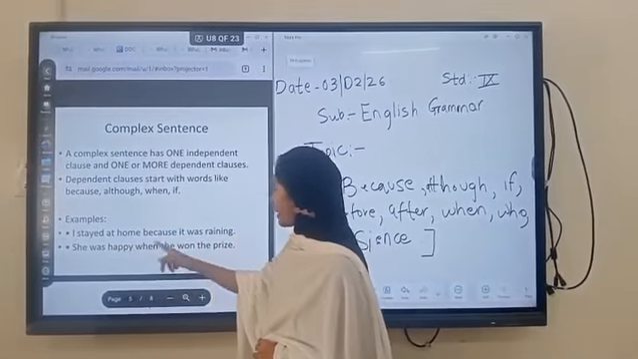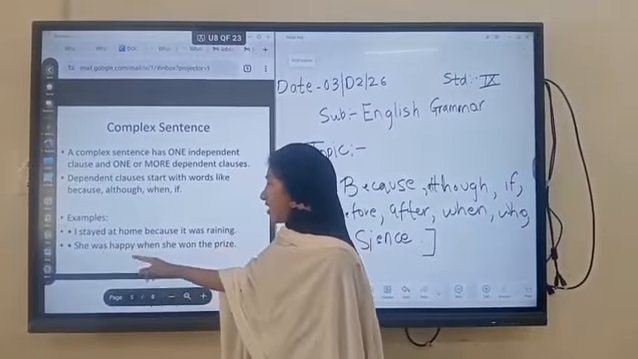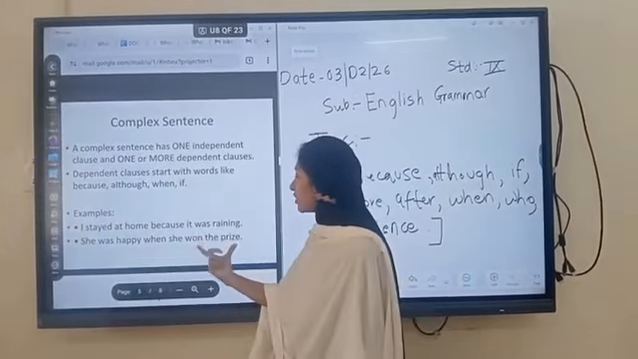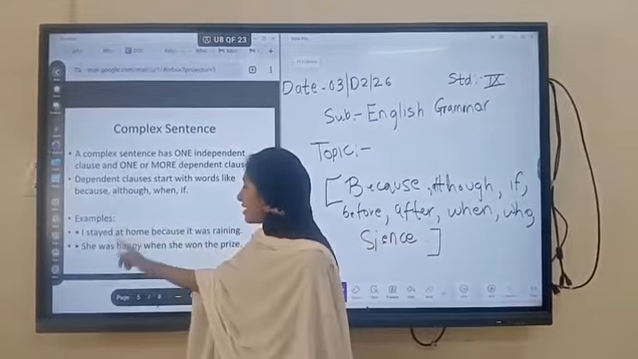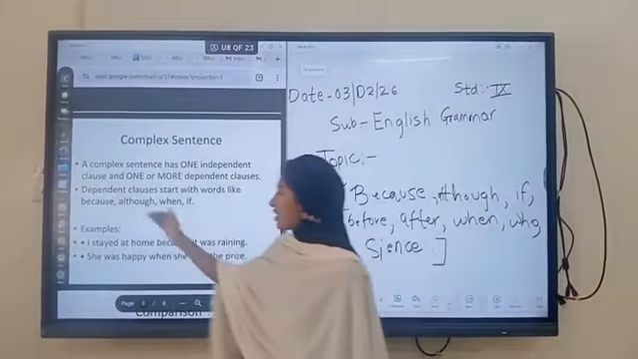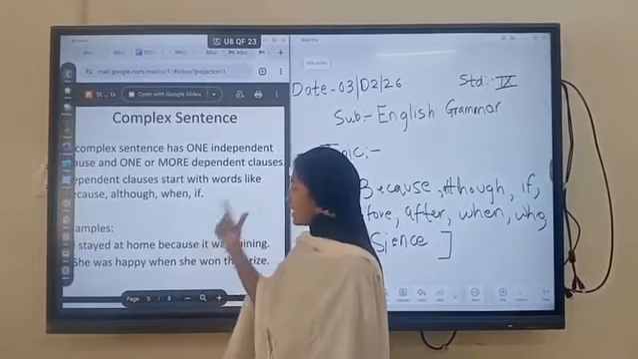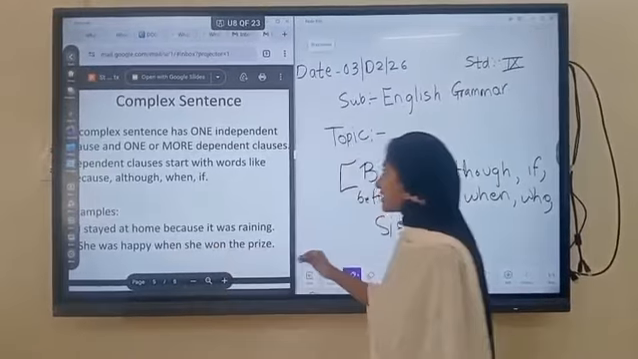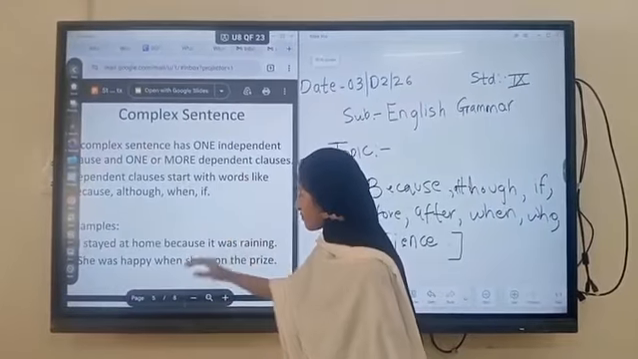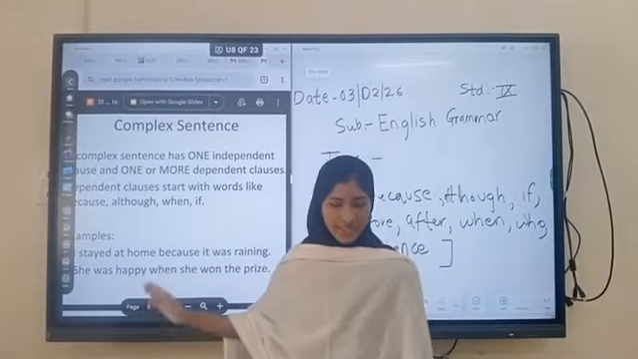Another is, she was happy when she won the prize. She was happy is one independent clause. When she won the prize is dependent on she was happy. She won the prize is dependent on that she is happy. So she was happy is an independent clause, and when she won the prize is dependent on it.